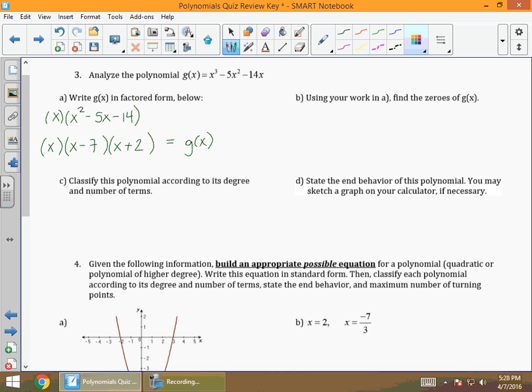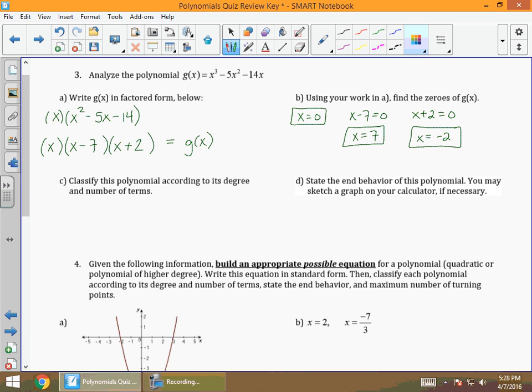Part B says, using your work in A, find the zeros. So I'm going to take each of those three factors and set them all equal to 0. So x equals 0. That one's the easy one. X minus 7 equals 0. Add 7 to both sides, so x equals 7. It's one of my zeros. And x plus 2 equals 0. Subtract 2 on both sides. And x equals negative 2. It's my third zero. I do have 3 zeros in that cubic.